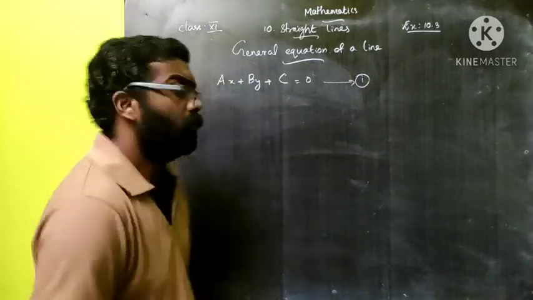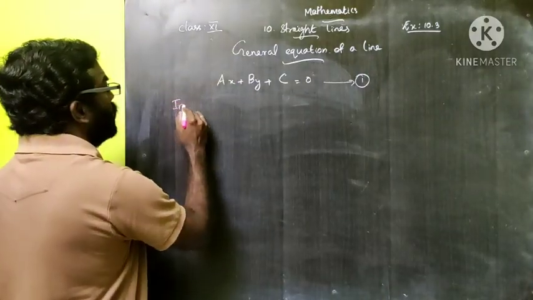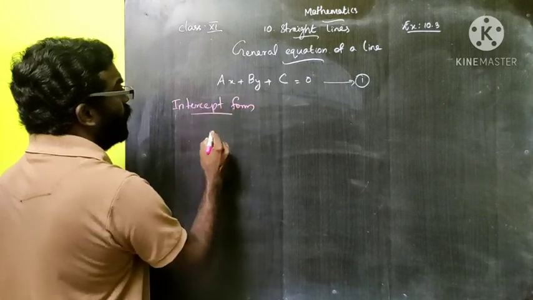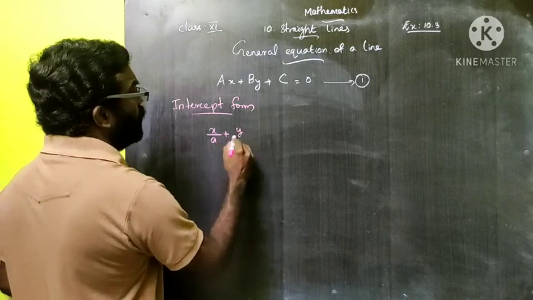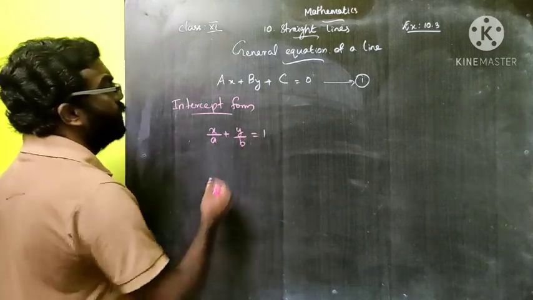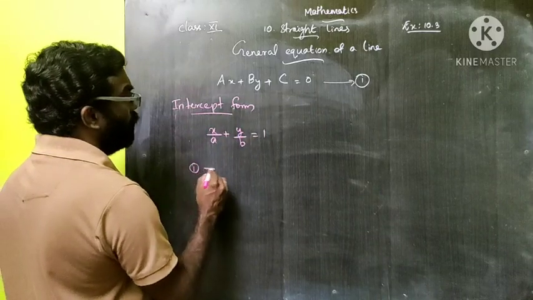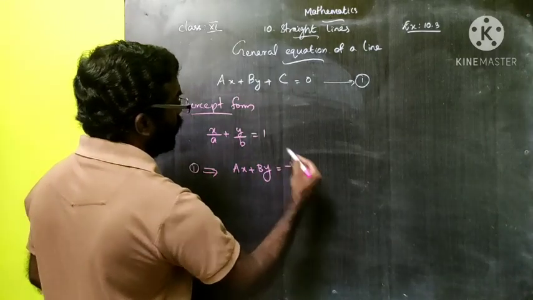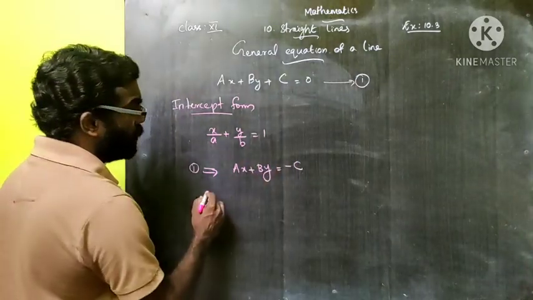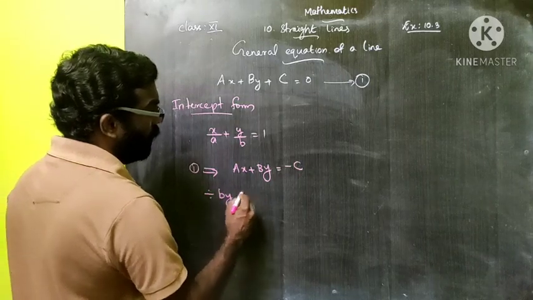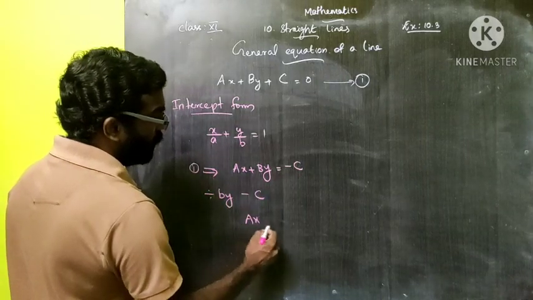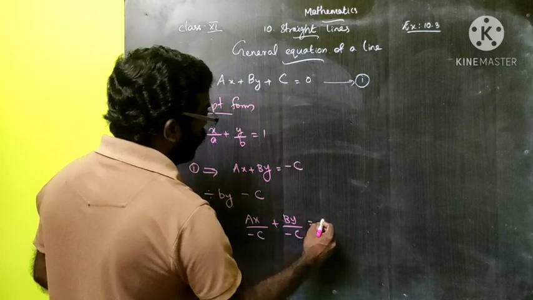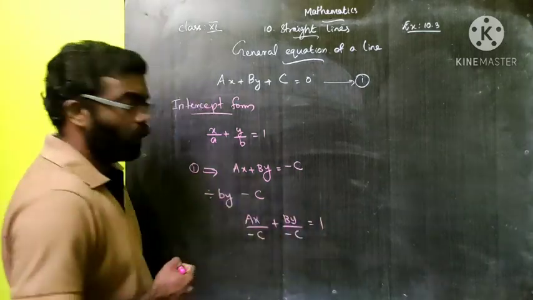Next one is intercept form. We have already learned the intercept form, and it is x by a plus y by b is equal to 1. We can reduce the equation. The equation implies ax plus by, first of all we can write, is equal to minus c. Now we can divide the entire equation by minus c. So we get ax divided by minus c plus by divided by minus c, which is equal to minus c divided by minus c, we get 1.